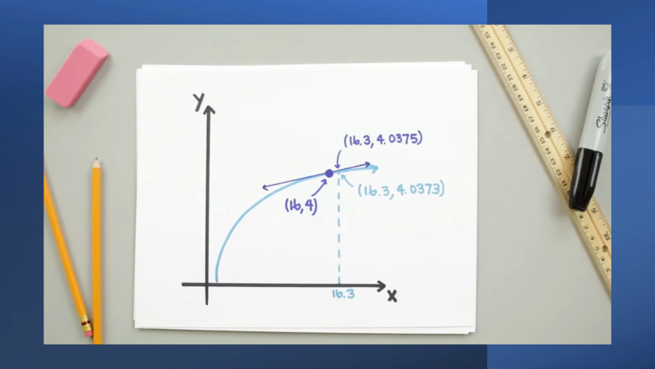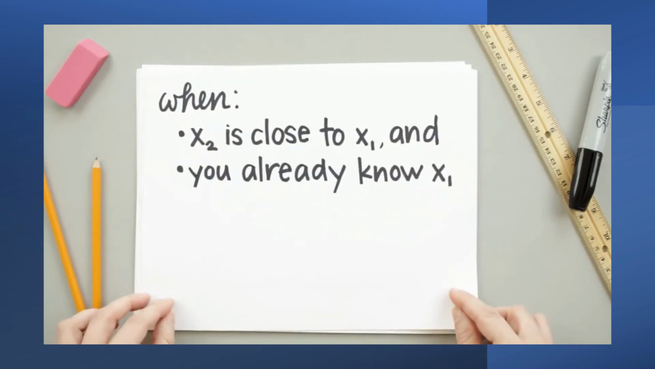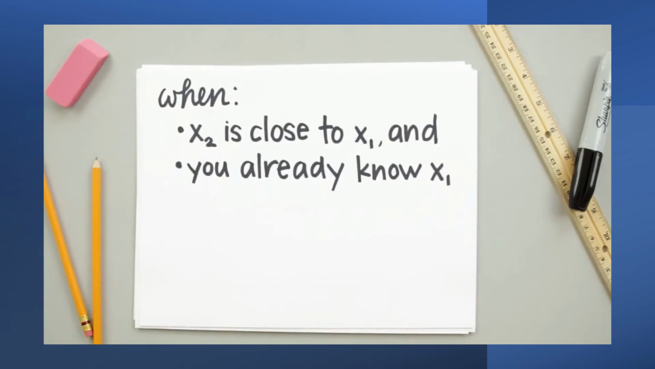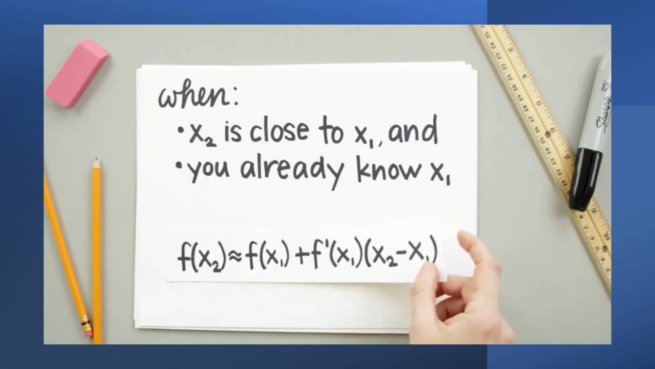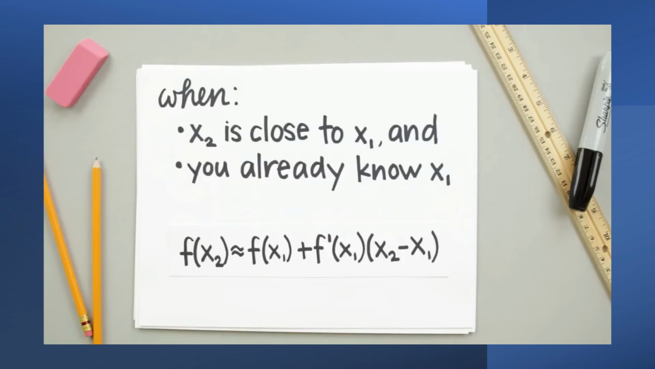So if you think about linear approximation, you can say that, in general, you can find the linear approximation at a point x2 when x2 is close to x1 and when you already know information about x1. You just plug the information you have into this linear approximation formula, which is really just a generalized version of what we used in the previous example. The linear approximation of f of x2 is equal to f of x1 plus the derivative of x1 multiplied by the difference between x2 and x1. And again, this formula comes directly from the point-slope formula for the equation of a line, so if we can remember that formula, this one should be pretty easy to remember too.